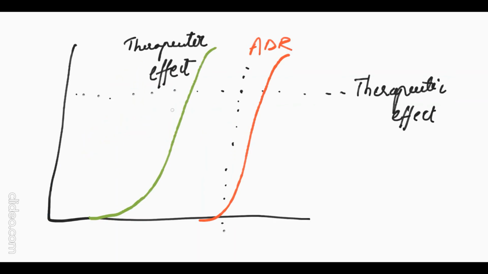Let us discuss therapeutic efficacy. It can be represented by two dose response curves. The gap between these two curves will be the therapeutic range. So the green line shows therapeutic effect, the bioavailability, that is the rate and extent of absorption to produce a good effect, is therapeutic effect, and the bioavailability to produce an adverse reaction is the red line. So the difference between these two is the therapeutic range.